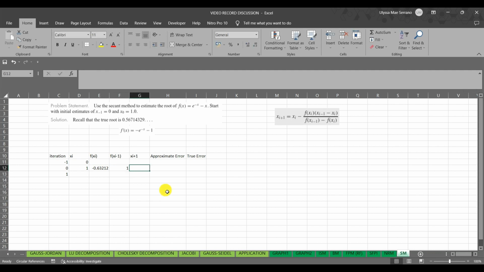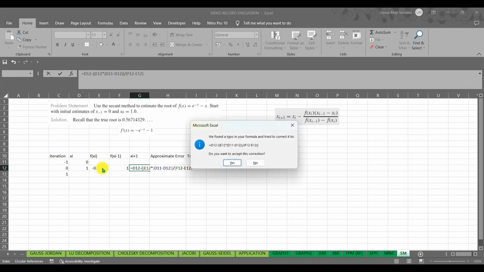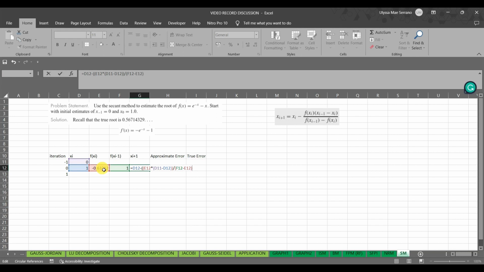And for x sub i plus 1, it will be the application of the formula: x sub i minus the function of x sub i multiplied by the difference of x sub i minus 1 minus x sub i, and divided by the function of x sub i minus 1 minus the function of x sub i. You have to be careful with our parentheses. So this will be the value of our x sub i plus 1. And we're going to calculate the approximate percent relative error and the true percent relative error later.